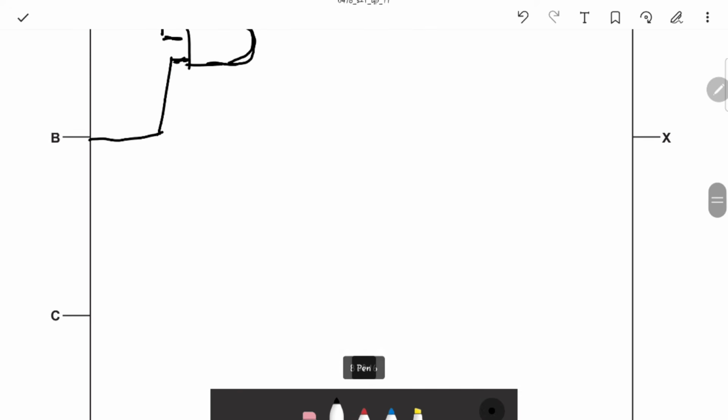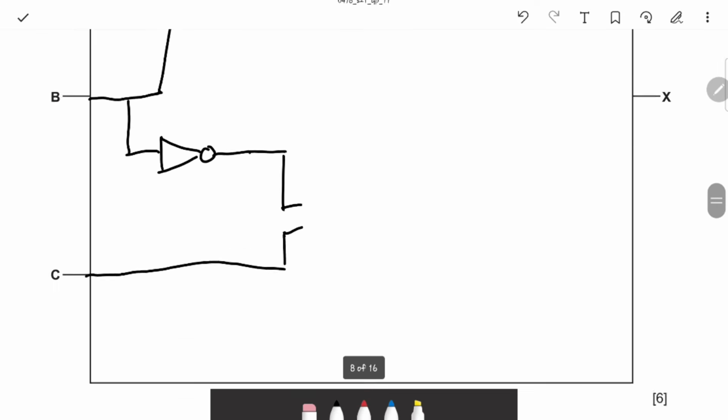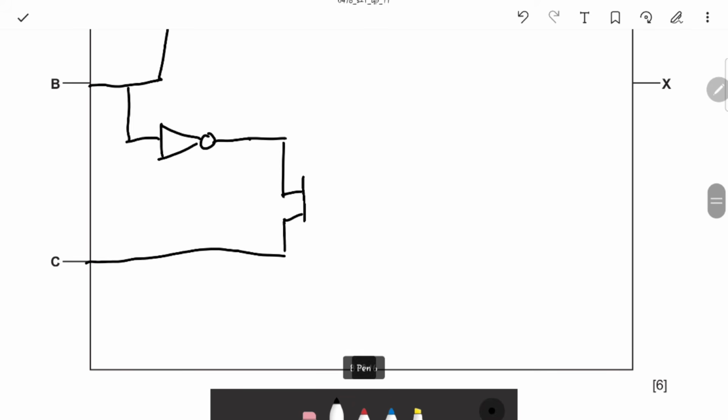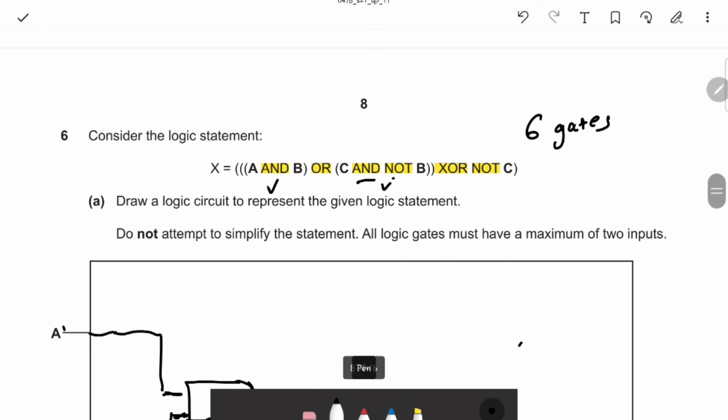So not B will be connected like this, for example. For not B, I would make a NOT gate, and it's connected with C. Ooh, very bad drawing. And it's connected with what? An AND gate. So it's connected with an AND gate right there. So we've done that. Here's the AND gate, here's the NOT gate. The 2 gates done.